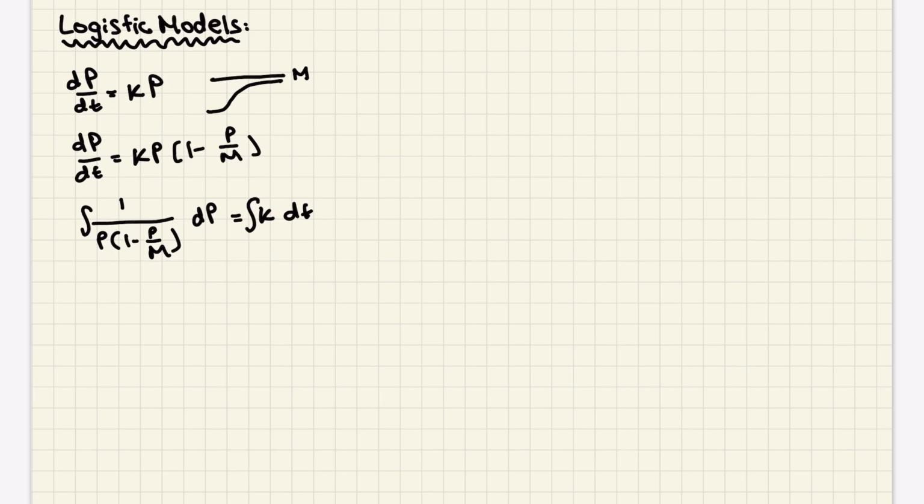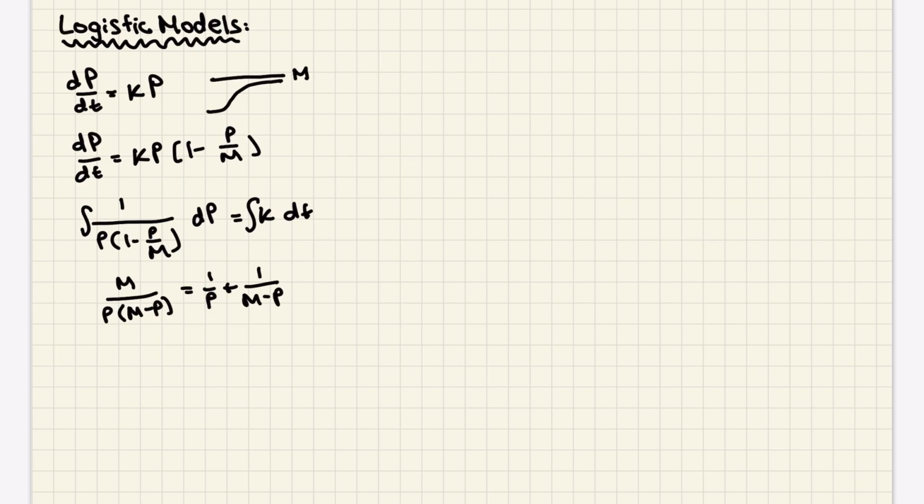Okay. That is our initial setup, but we want to simplify this a bit so it makes it easier to integrate. First, we can multiply the top and bottom by M, and we get M over P times (M minus P). That looks a lot better, no fractions, but we can also take this one step further and do integration by partial fractions. You should be able to do this, and so in order to not take away too much time, I'm just going to show you how to do it. It's 1 over P plus 1 over (M minus P).